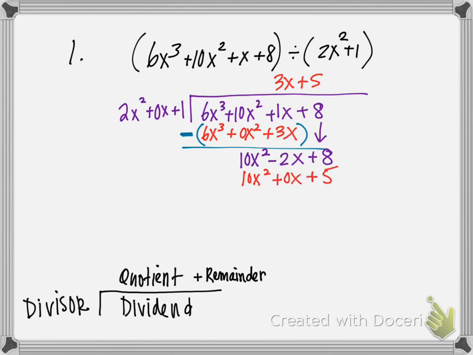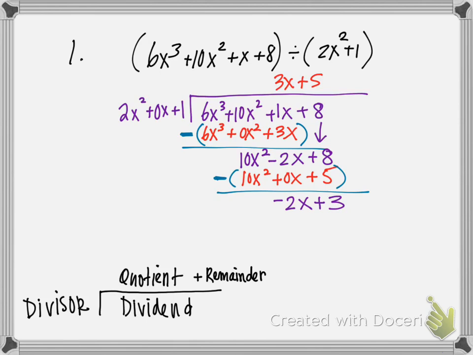So I'm going to be taking this entire trinomial and subtracting it. So I'm going to be using the subtraction sign every time I pair up my like terms. 10x squared minus 10x squared is 0. Negative 2x minus 0x is negative 2x. And then 8 minus 5 is positive 3.